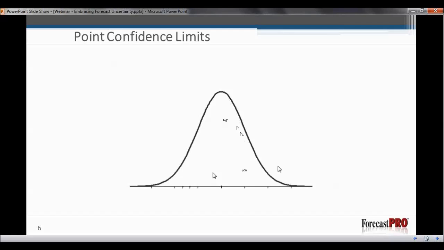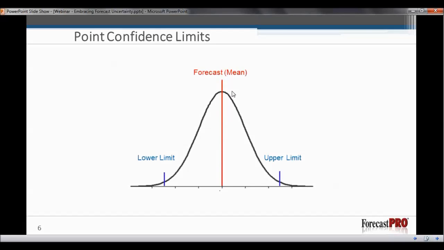Now depending upon the volatility of my data and how well the model explains the volatility in your data, this could be a very short and very wide curve, or it could be a very tall and very narrow curve. But once we've distributed this curve, we can take it and center it on the forecast. By centering it on the forecast, we make it the mean of the distribution. The mean of a distribution is the point most likely to occur, and the forecast is what we think is the most likely to actually happen.